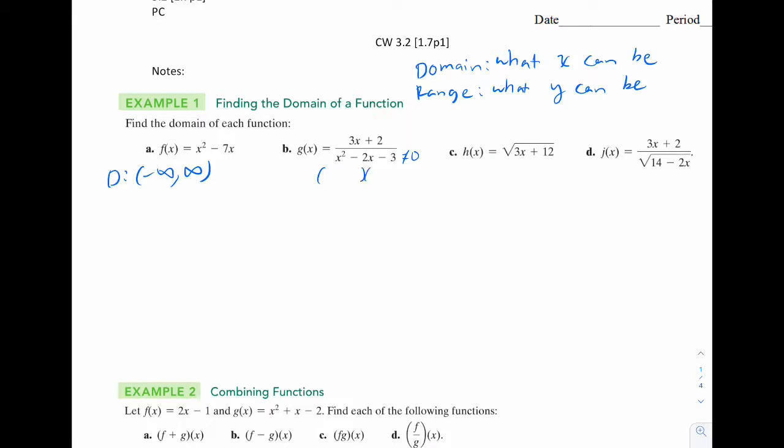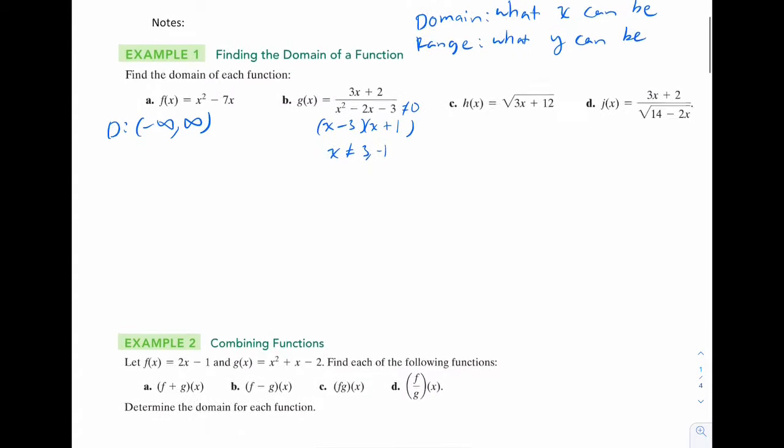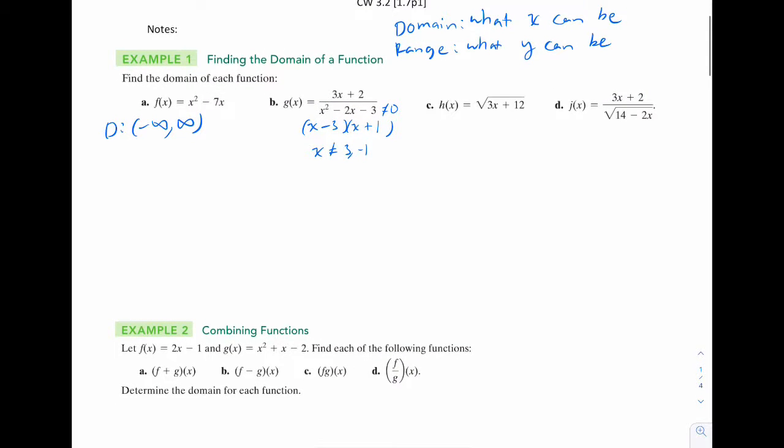So all you got to do is factor this thing, x minus 3, x plus 1. And I can see that x cannot be 3 or negative 1. So I know in Algebra 2 you wrote this as a set. We want to practice interval notation to make sure you can do it. As an interval, it would be negative infinity to negative 1, union, negative 1 to 3, union, 3 to infinity.